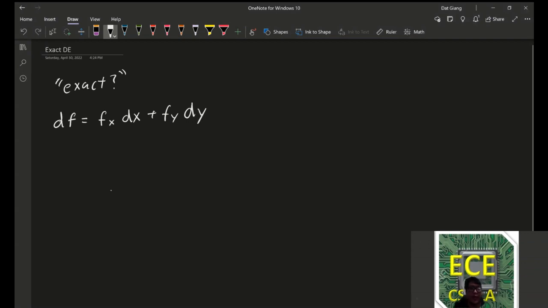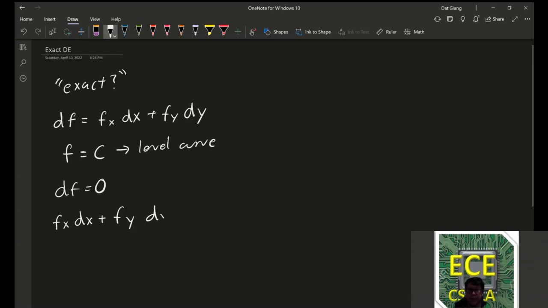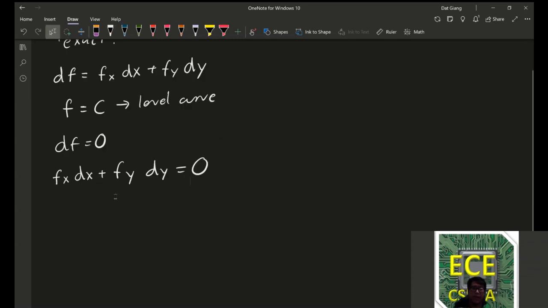Now, suppose that f = c, where c is some constant level curve, solves this differential. Then that means that df is equal to 0, because the partial derivative, or any derivative, with respect to a constant is always 0. As such, we get fx dx + fy dy = 0. Now, the meaning of this is useful for solving stream functions when we're talking about maybe fluids.